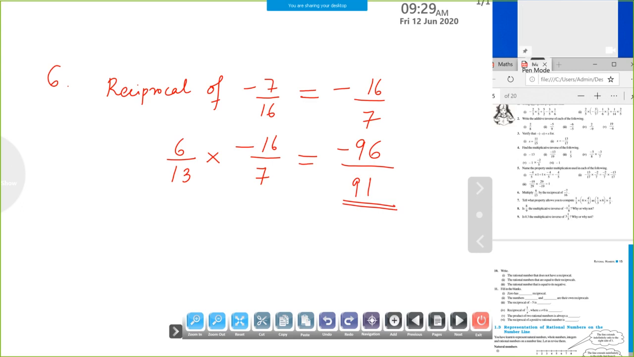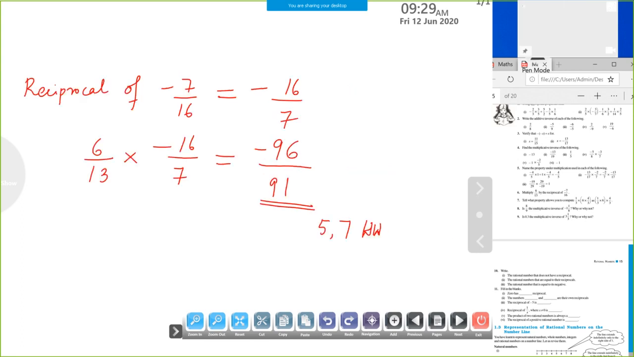Now, seventh question. Tell what property allows you to compute the product. So you can look at the question and name the property which is used there. Question numbers 5 and 7 are your homework. Note them as your homework questions. Now we'll go to the 8th question.